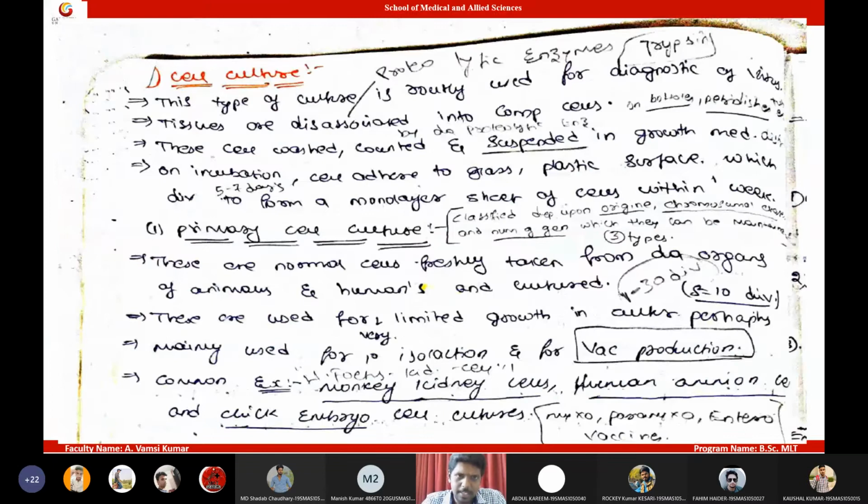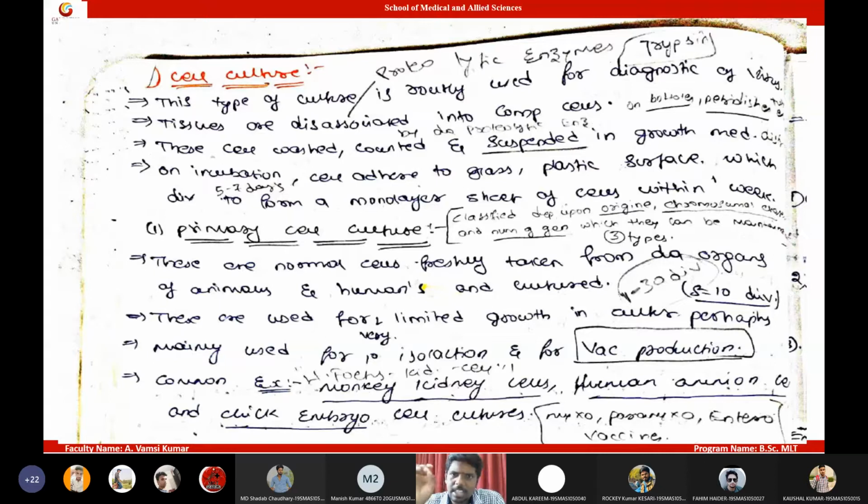Then we have cell cultures. In cell cultures, we have two types of cells, primary cells and secondary cells. Primary cells means we will harvest these cells and grow them in a medium. Commonly used cell lines are monkey kidney cells, human amniotic cells, and chicken embryo cell lines, which can be used for vaccine production. Various human-specific viral vaccines are produced by taking cells from monkeys, baby hamsters, human amniotic sac, or even chicken embryo cells for growing viruses. That is called primary cell cultures.